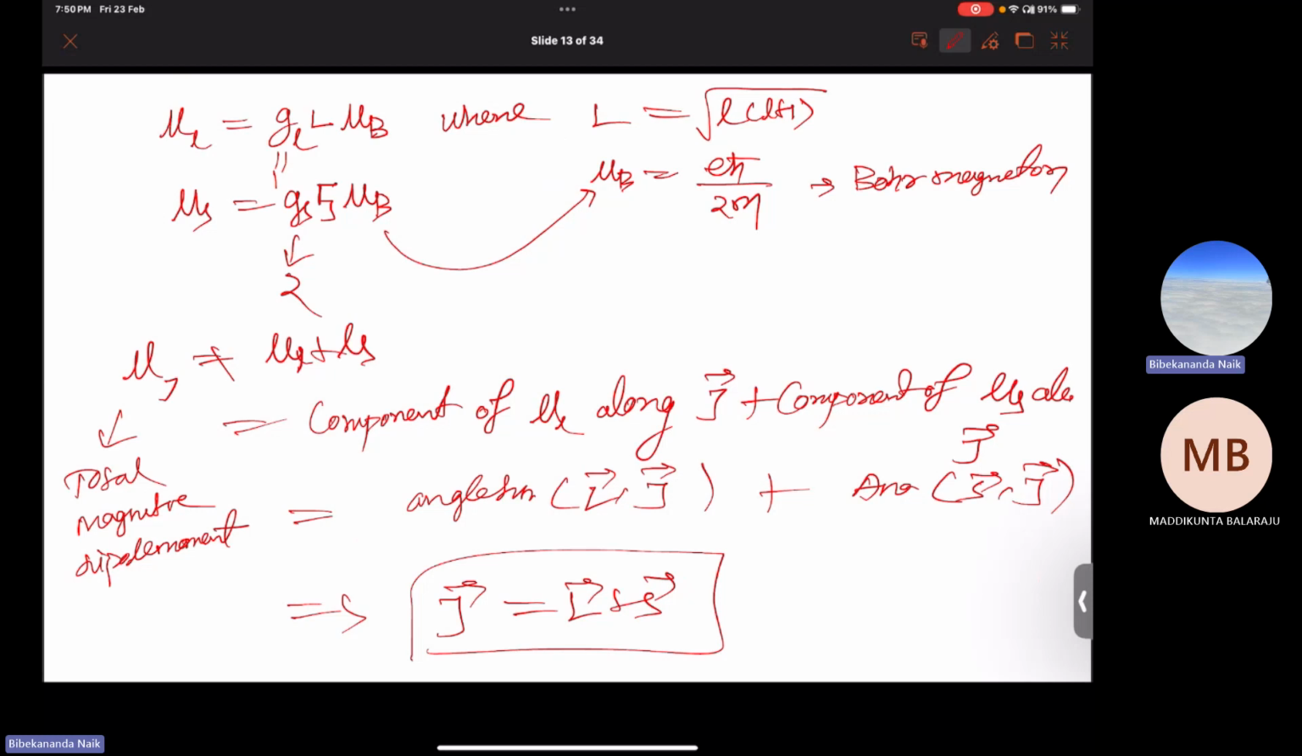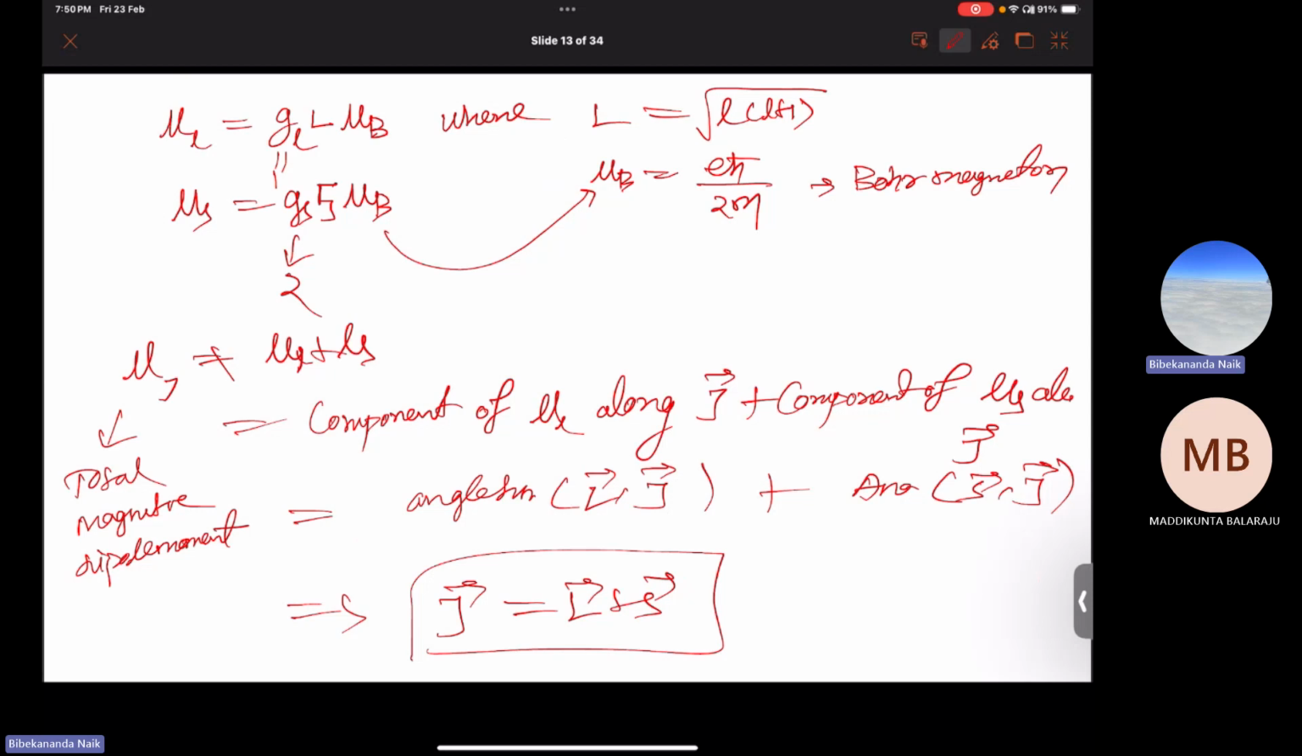It will be the component of mu L along the J vector and the component of mu S along the J vector. So if you calculate the component of mu L and mu S along the J vector, then there will be the angle between the J vector and the L vector, and again the angle between the S vector and the J vector. So if you consider these angles, we can use this formula: J vector is equal to L vector plus S vector.